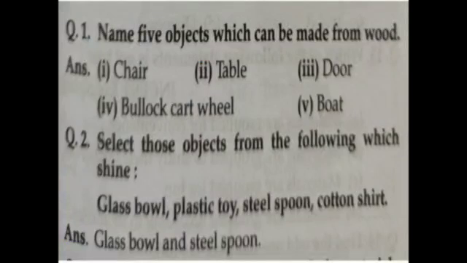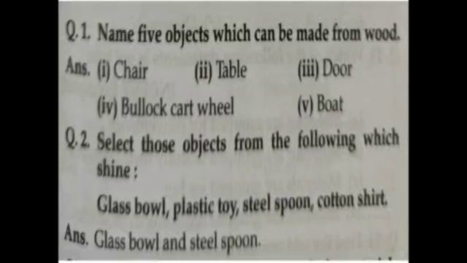Okay, so let's start the textbook exercise. Question number 1. Name 5 objects which can be made from wood. So here you have to write 5 objects which are made from wood. It's very obvious: first is chair, then table, door, bullock cart wheel, boat. These all are objects made from wood.